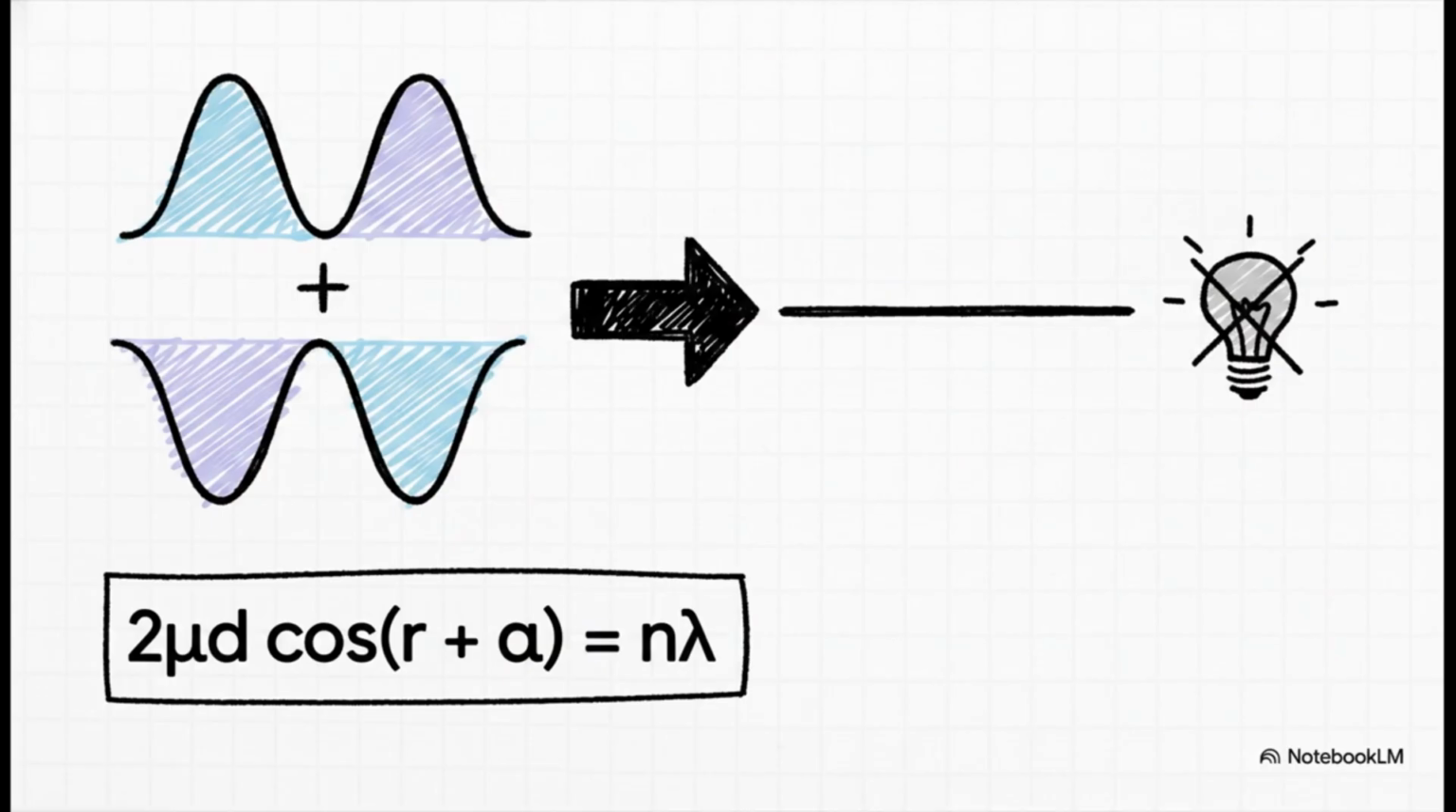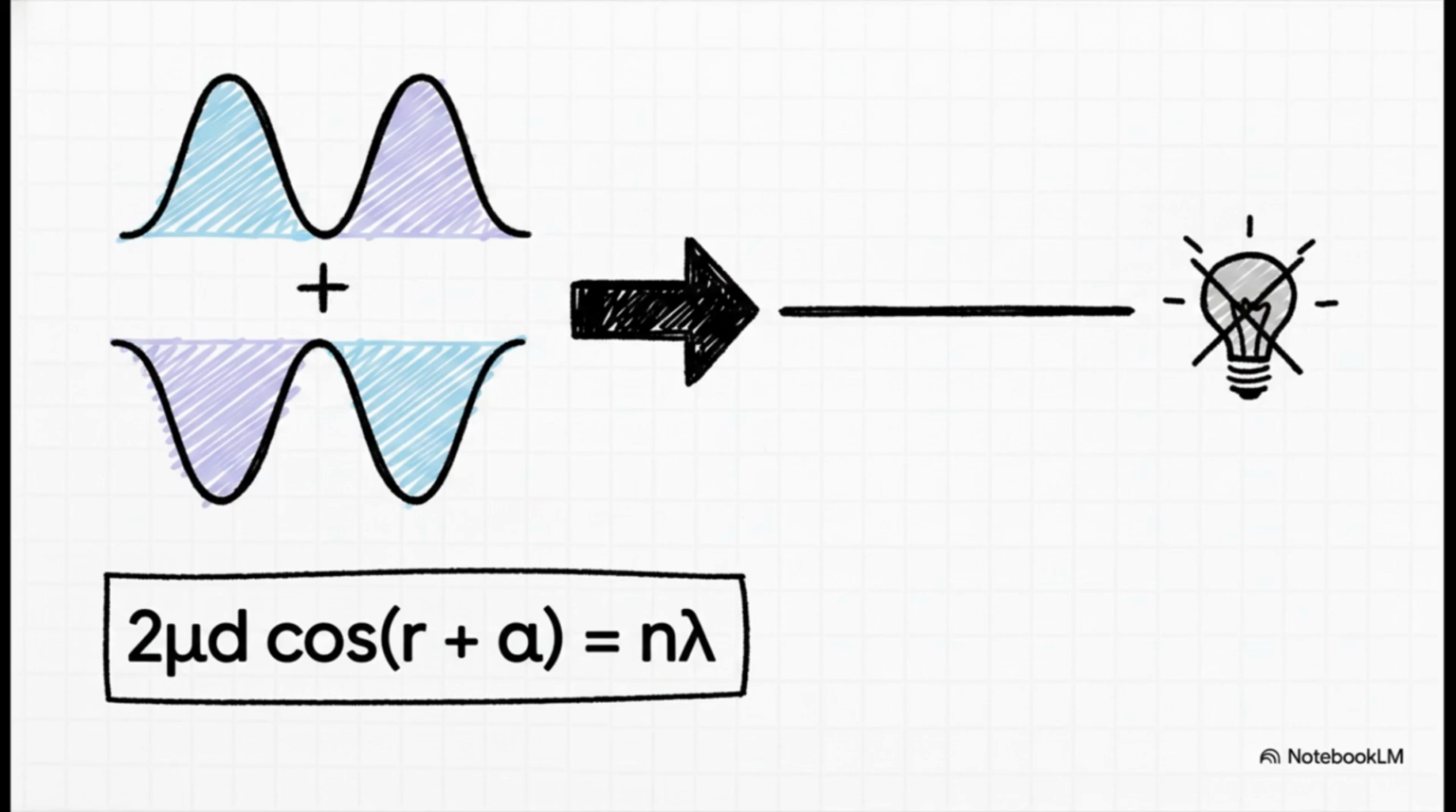And the dark bands? You guessed it. That's the exact opposite. This is where the two reflected waves are perfectly out of sync. One wave's peak meets the other's trough, and they completely annihilate each other, leaving nothing, darkness. That's destructive interference.